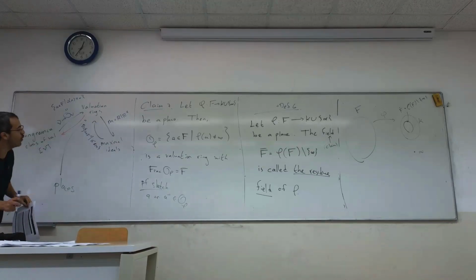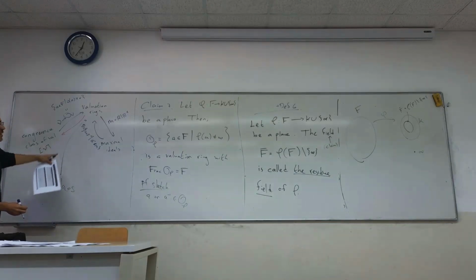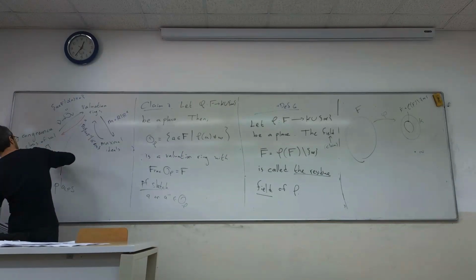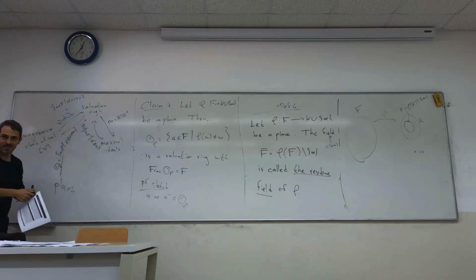I just don't have all the time; we have so much to do, and I have to skip some, and that's going to be skipped. So this is just to have the full picture: O phi is all a in F such that phi of a is not infinity. The other direction is more interesting, so I'm going to do it.